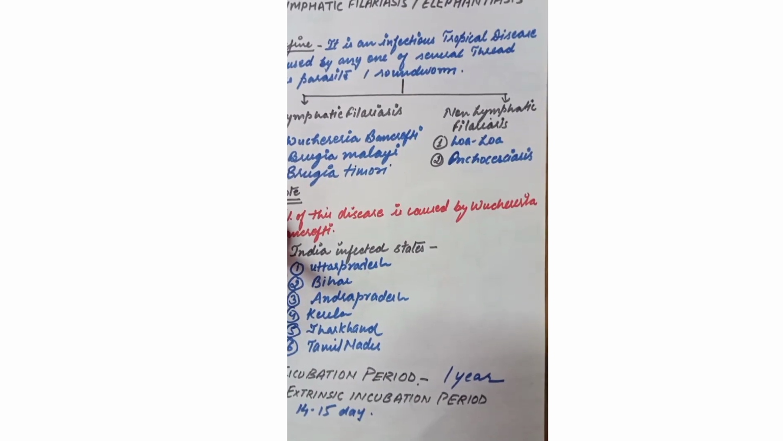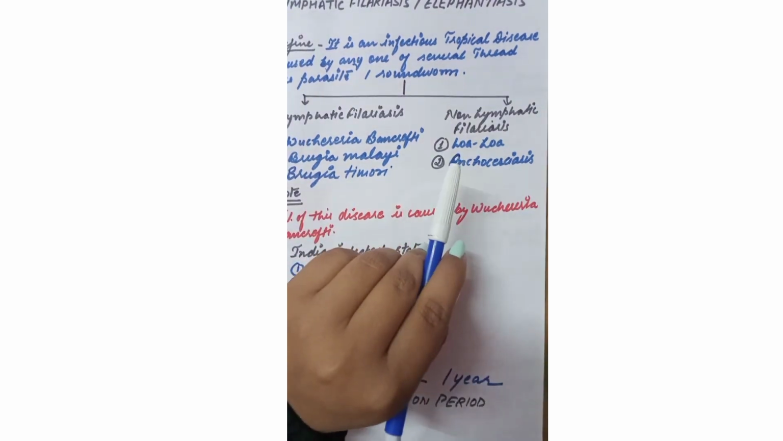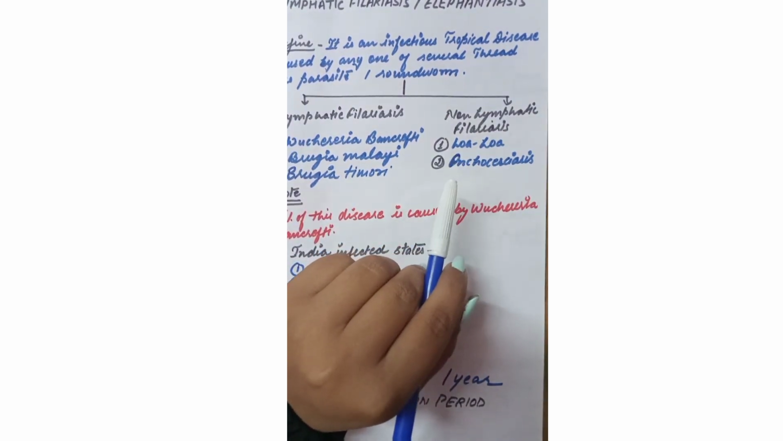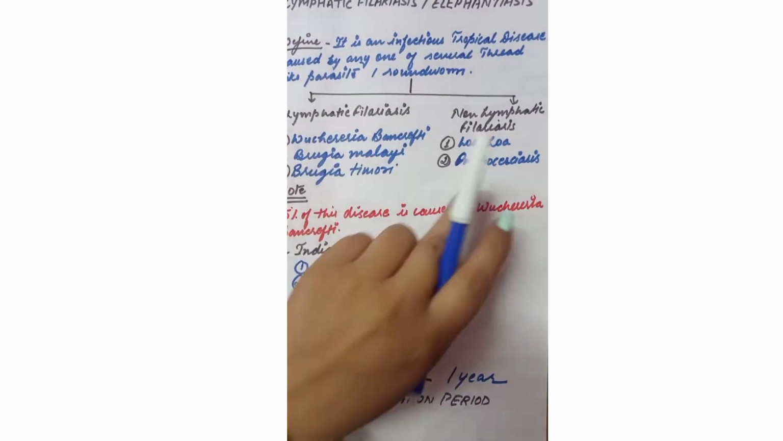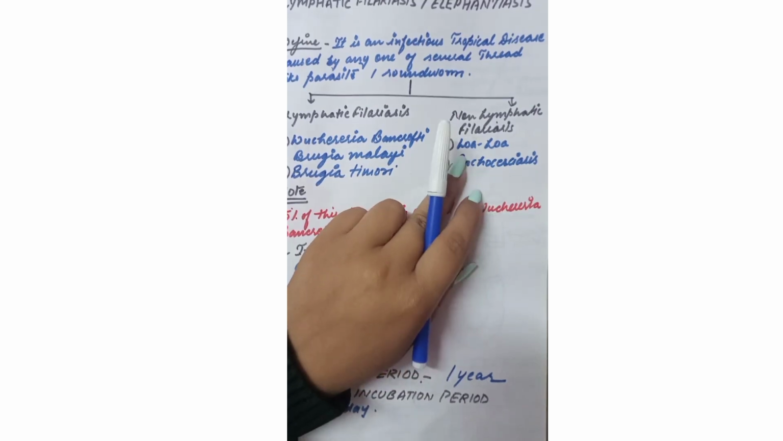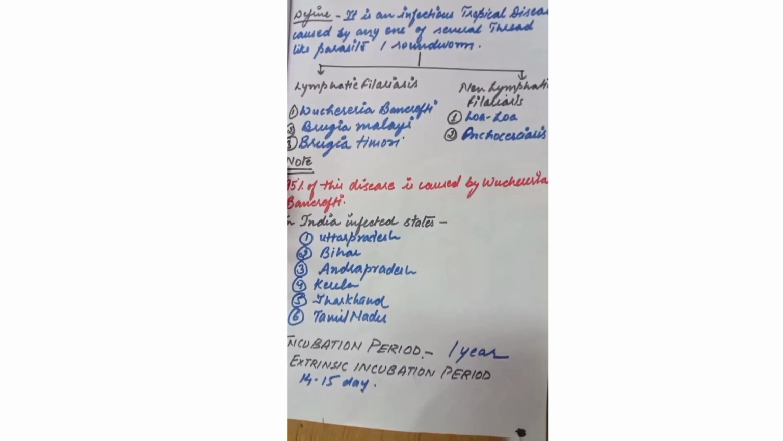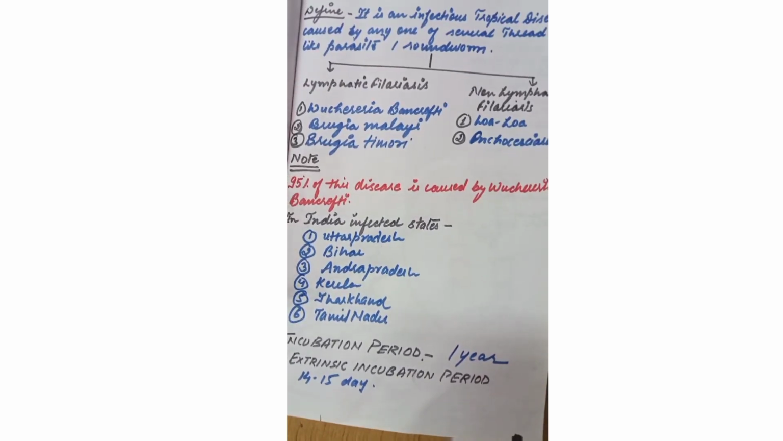Non-lymphatic filariasis has the parasites Loa loa, and the second one is onchocerciasis, which is called river blindness. The Loa loa parasite causes Loa loa filariasis. This note I have already discussed: 95% of cases, Wuchereria bancrofti is responsible.